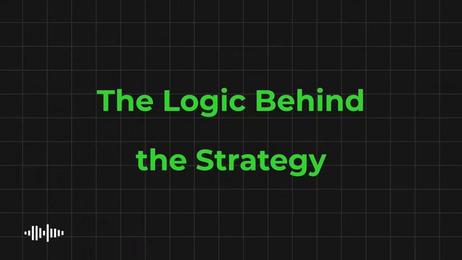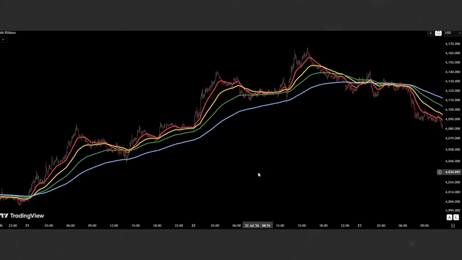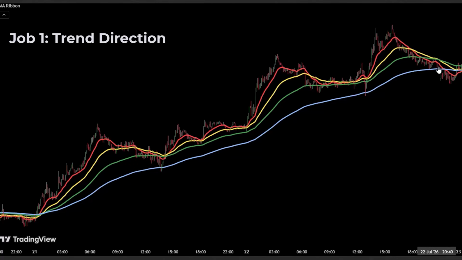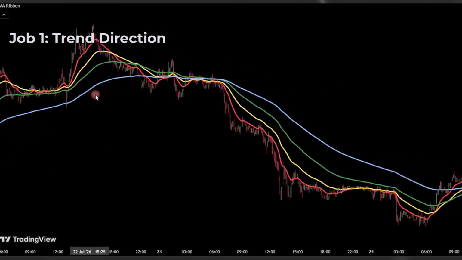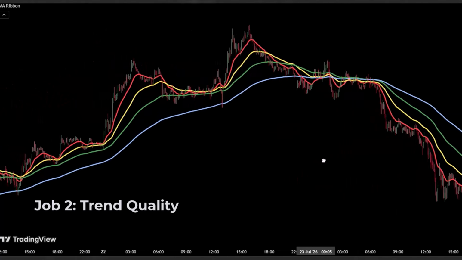The logic behind the strategy. Before we look at the buy and sell rules, let's understand why this strategy works. The Moving Average Ribbon has two jobs. The first job is to show the direction of the trend. When all the moving averages are aligned and sloping upward, the market is in an uptrend, so we only look for buy opportunities. When they are aligned and sloping downward, the market is in a downtrend, so we only look for sell opportunities. The second job is to show the quality of the trend.